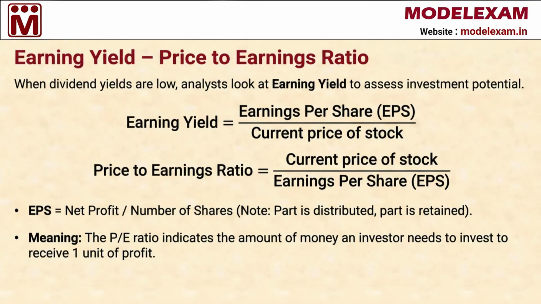When dividend yields are low, analysts often move a step higher to look at earning yield to assess investment potential. Earning yield is calculated as earnings per share divided by the current price of the stock. The reciprocal of this is the famous price to earnings ratio or PE ratio. The PE ratio equals the current price of the stock divided by earnings per share. This ratio tells you exactly how much money an investor needs to invest to receive 1 unit of profit.